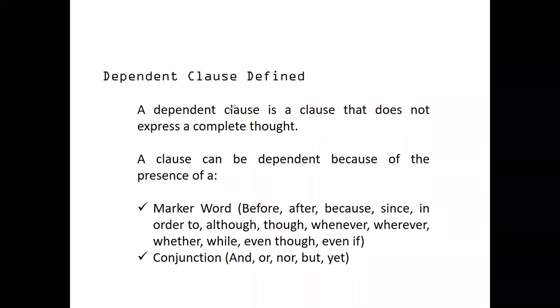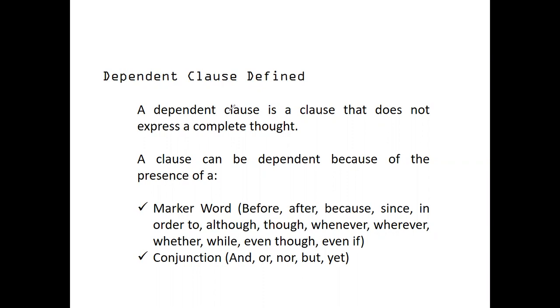Okay, since we are done with independent clause, let's go to dependent clause. Let's define it. A dependent clause is a clause that does not express a complete thought. So walay thought. A clause can be dependent because of the presence of a marker word. What are these marker words? Before, after, because, since, in order to, although.